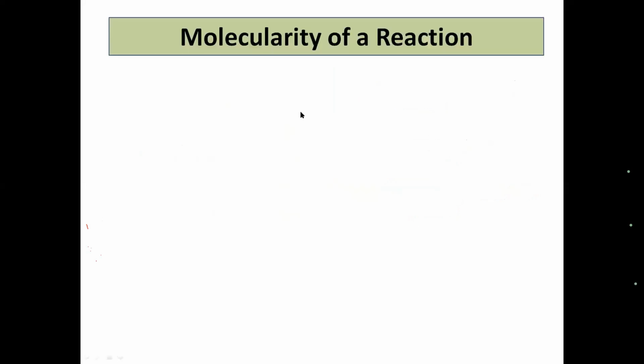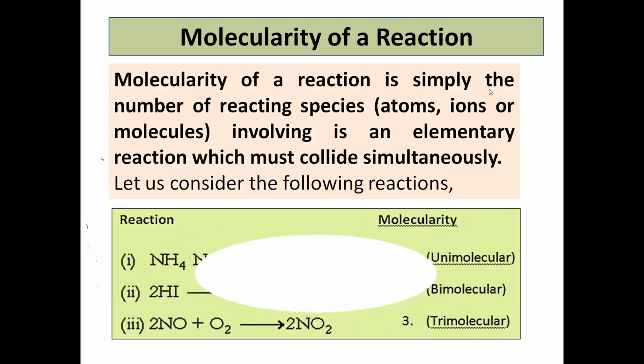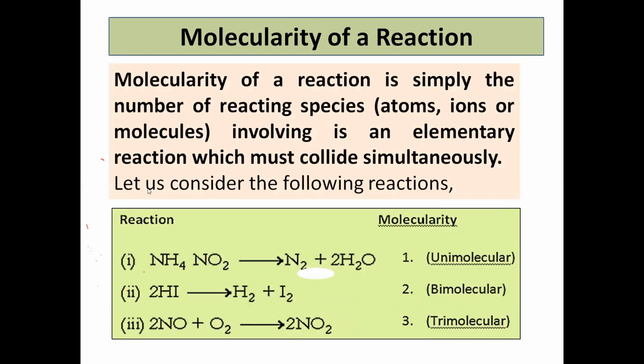Now, along with the order of reaction, there is a very important parameter called molecularity of reactions. Since we have studied up till now that order of reaction is a purely experimental quantity, isn't it? So we know that order of reaction cannot be simply defined or calculated by simply looking at the balanced chemical equations. But molecularity is what? Molecularity of a reaction is simply the number of reacting species involved in an elementary reaction which must collide simultaneously, isn't it? So there is one factor called elementary reactions.